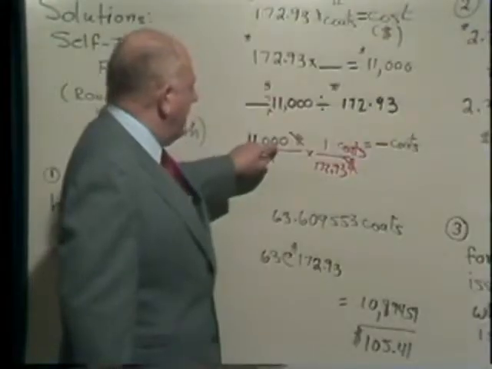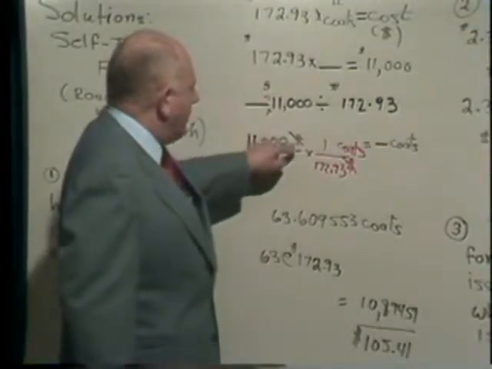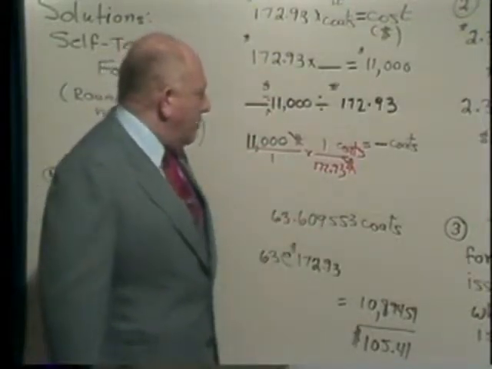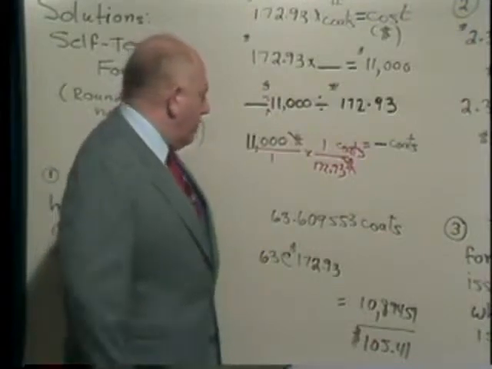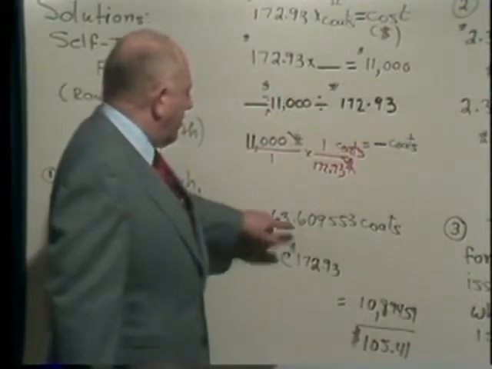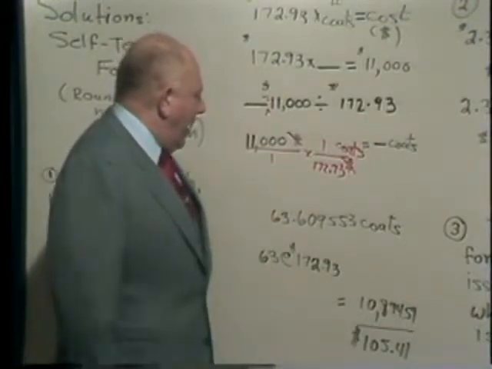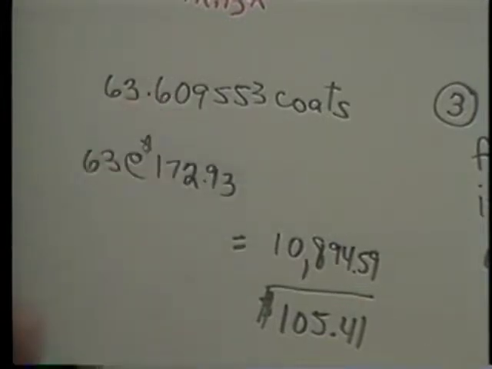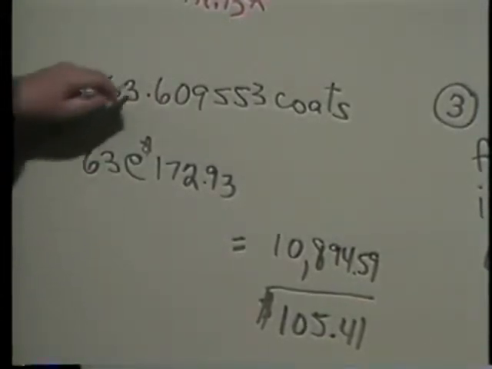With my calculator, I enter 11,000. I press the division sign because this is in the denominator. I enter 172.93. Press the equal sign. Lo and behold, an answer lights up. On my calculator, it was 63.609553. And what does that mean? That's how many coats you can buy. Well, you can't buy a fractional number of coats. So really what it says is what?